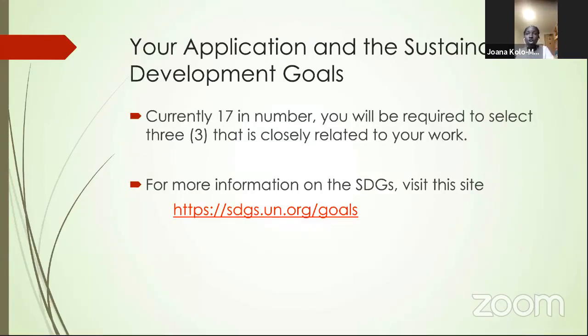Another thing you should consider in choosing your course is the Sustainable Development Goals. This, commonly called the SDGs, started in 2015 and is supposed to end by 2030. The Commonwealth also requires that what you are studying is linked to the SDGs. There are currently 17 SDGs: life below water, life on land, and so on. You are required to pick 3 of these 17 that are closely related to your work.